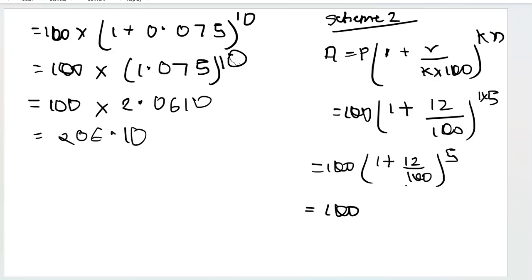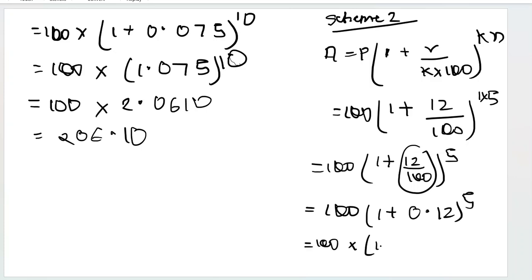Now we divide. We first kill this 100 upon 12. We get it as 0.12 raised to 5. We get it as 100 multiplied by 1.12 raised to 5. So basically we need to do 1.12 raised to 5. 1.12 multiplied by 1.12 multiplied by 1.12 multiplied by 1.12 multiplied by 1.12. So we get the values 100 into 1.7623. Therefore we get the values 176.23. So the second scheme gives us the answer 176.23.